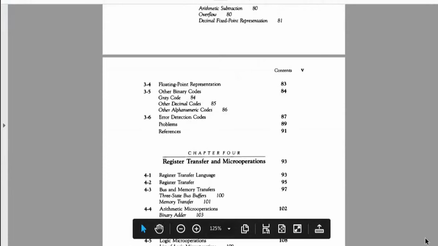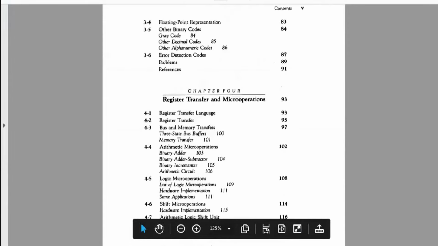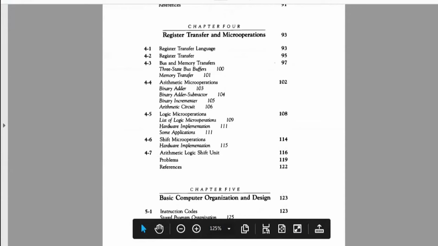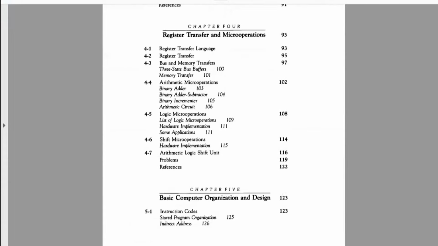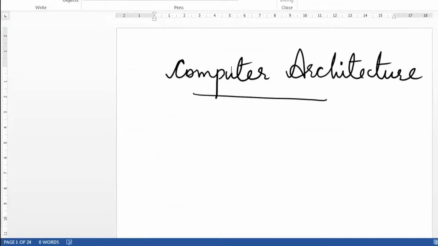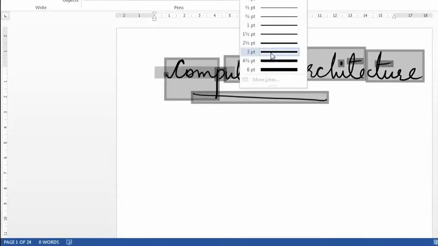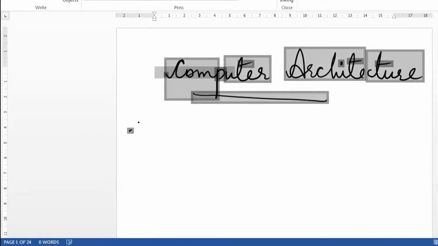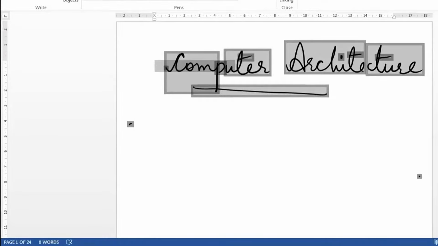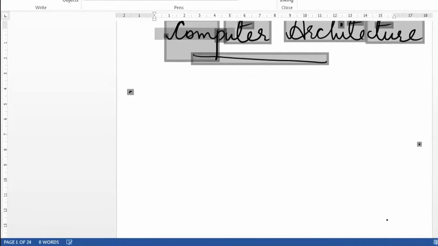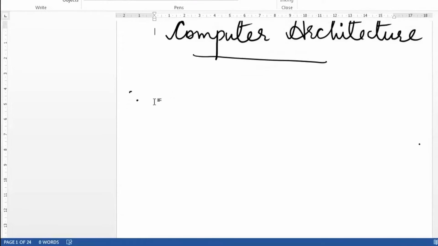We will directly be starting from chapter number 4, that is register transfer and micro operations. So today let us start off with this chapter. Any questions or doubts about the subject that we are going to study?